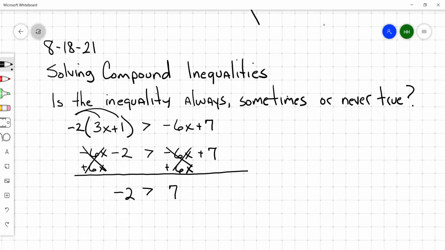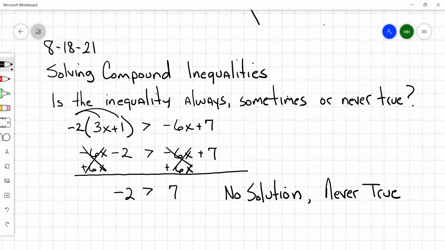Is that true? No. Is it always true, is it sometimes true, or is it never true? Okay. So this is what we call no solution, and never true. There's no value of x that will ever make this inequality true. So there's not a solution for it, and it's never true. Does that make sense? If you get to a stage in the problem where you just have two values left, and what is on your paper is not true, that's a no solution. It's never true. Does that make sense? Okay.